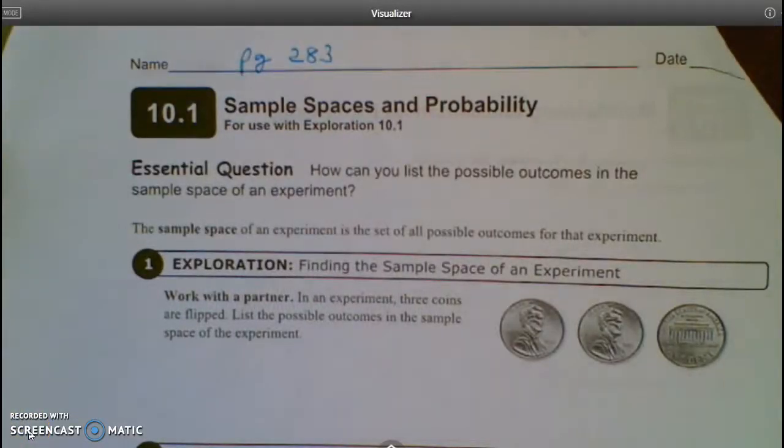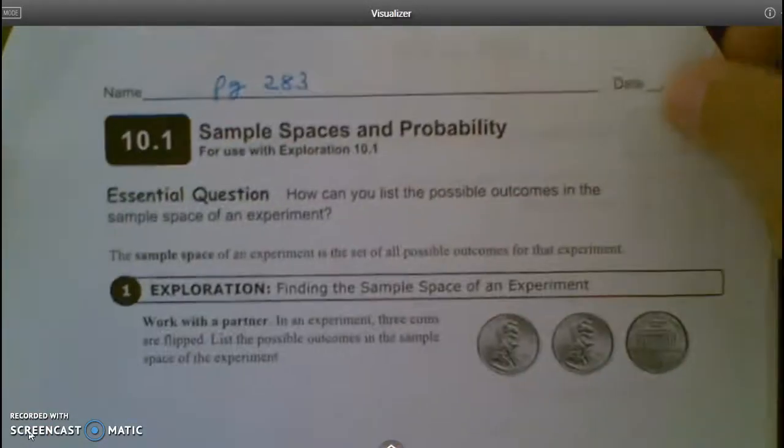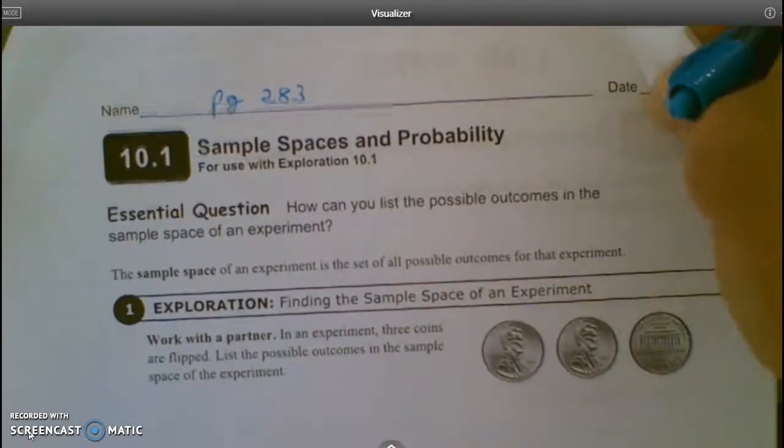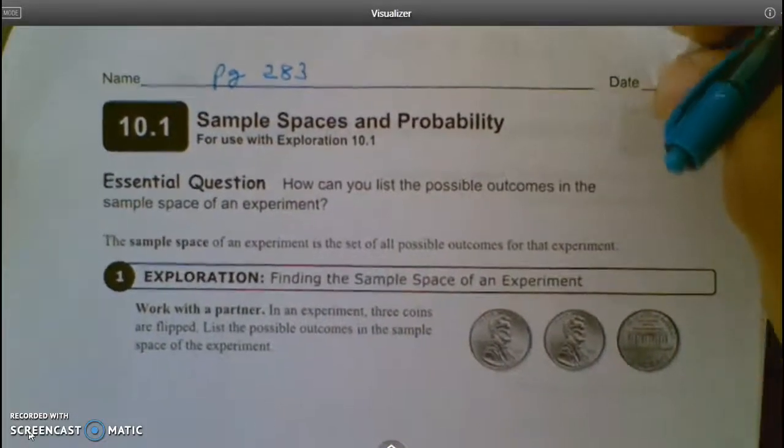All right, guys, here we go. First lesson on chapter 10, probability. This is going to be our final chapter of the year. But it's also a super important area of math, especially if you do anything beyond this class. You're always going to see probability stuff come up.